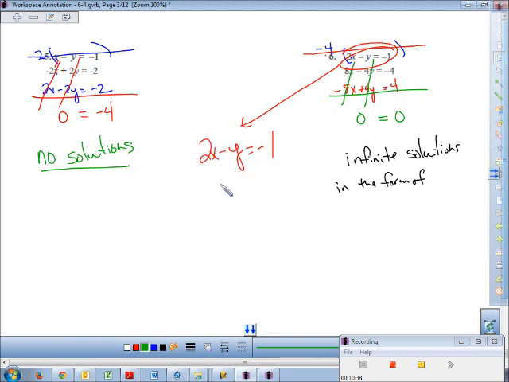So I would subtract 2x over. There'd be a negative y still there, and that'd be a minus 2x minus 1, and then I just have to change all the signs because I don't care what negative y equals. So now I've got y all by itself. There's infinite solutions in the form of x, comma, whatever y equals. Well, y equals 2x plus 1.